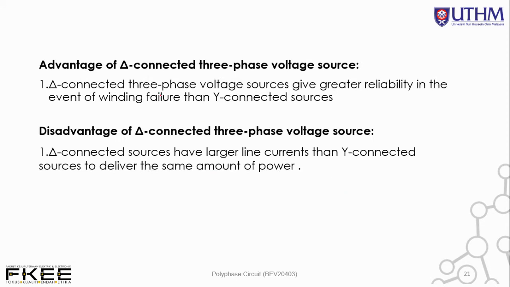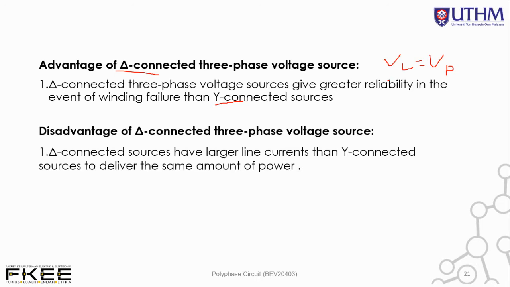So advantage of delta connected three-phase voltage source. Delta connected three-phase voltage sources give greater reliability in the event of winding failure than Y connected sources, because we know again V line is equal to V phase. Any failure of one of the windings will not give a severe effect to the operation of the load.